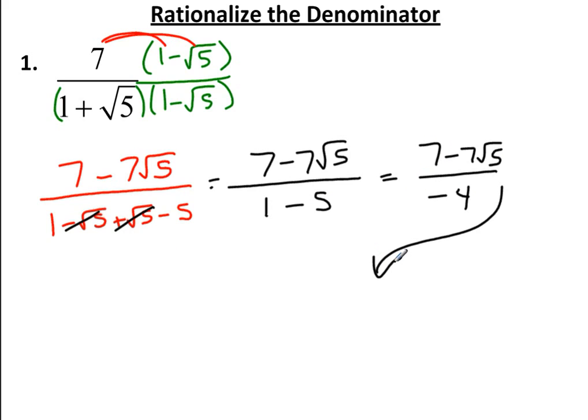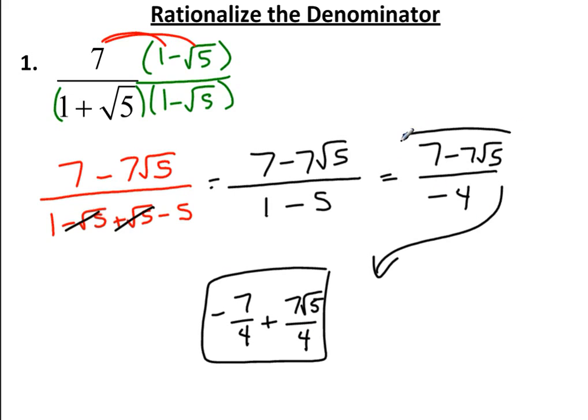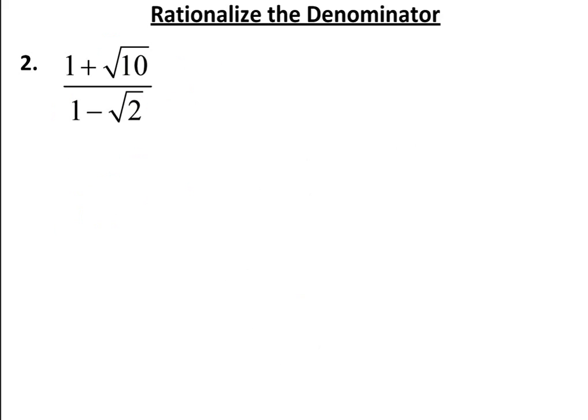You could separate this into two fractions. Negative 7 fourths. Two negatives make a positive. 7 root 5 over 4. Both of these are acceptable answers. It just depends if you were doing some sort of ACT problem or any problem. I just want you to understand that if you saw both of these, you do realize that they're the exact same answer. Let's try one more.